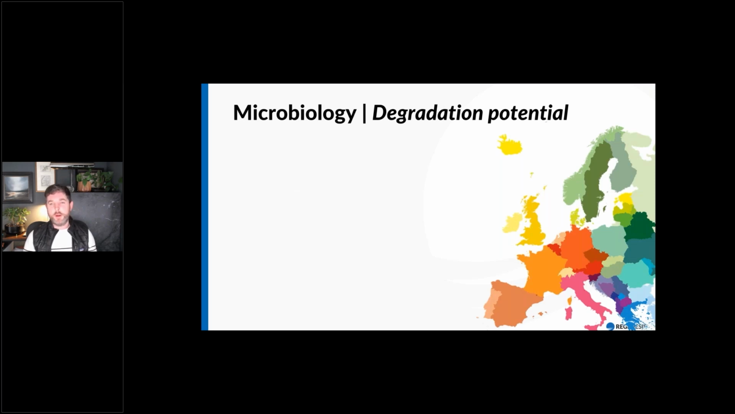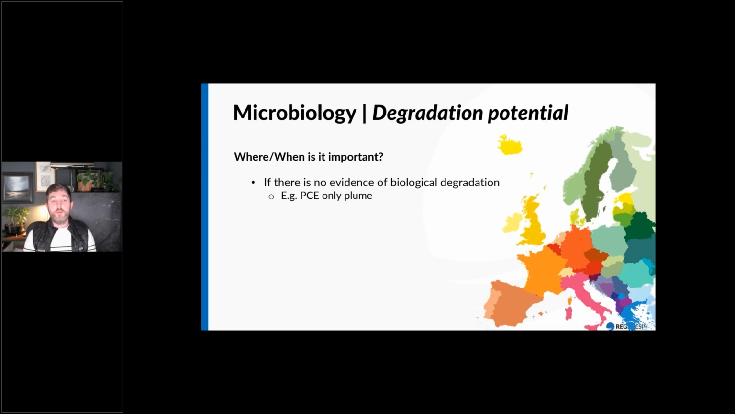Microbiology is not always something that we need to look for. So when and where is it important? If there isn't any evidence of biological degradation, then it might be a good idea to go looking for these microbes. For example, if you have a PCE plume and you know the spill is 50 years old and there's no sign of daughter products, then it looks like you might be dealing with a very sterile environment. Similarly, if you have a gasoline plume and you still have a lot of BTEX hanging around and it's 20, 30 years old, not a lot of evidence of weathering, then perhaps look for these microbes.